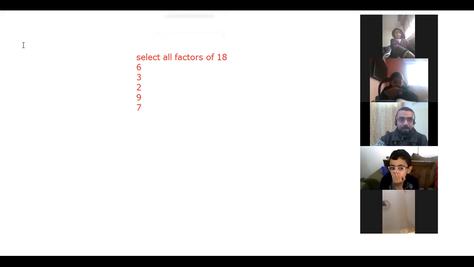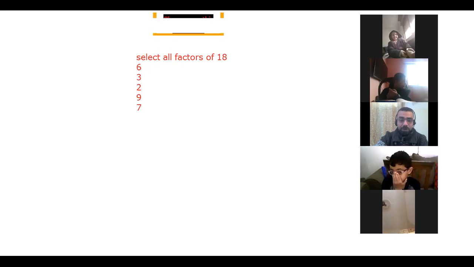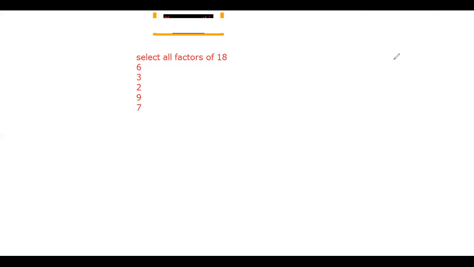Now, with this question, I want to select all the factors of 18. Is 6 a factor of 18? Yeah, because 3 times 6 equals 18, so it's a factor, right? So you will select it like this. You click on it.